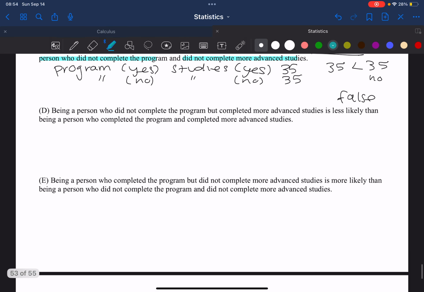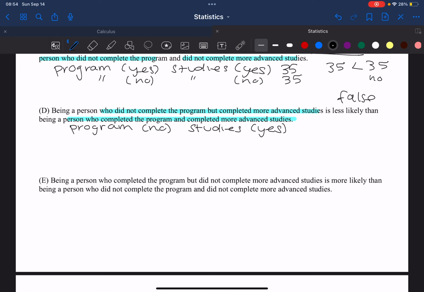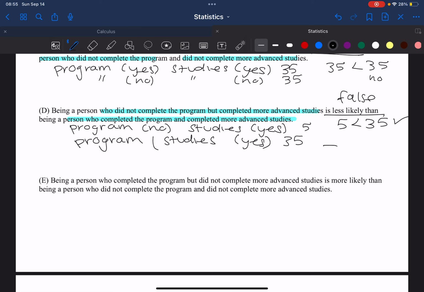Next one says a person who did not complete the program but completed advanced studies, and then a person who completed the program and completed more advanced studies. So it would be program, no, but studies, yes. And then looking at the table, that would be 5 people. And then the other one, which is program/studies, which they answer yes for both. We looked at that one in part C, and we found that to be 35. So it says the first is less likely than the second. Is 5 less than 35? Well, since that is a true statement, we would say true.